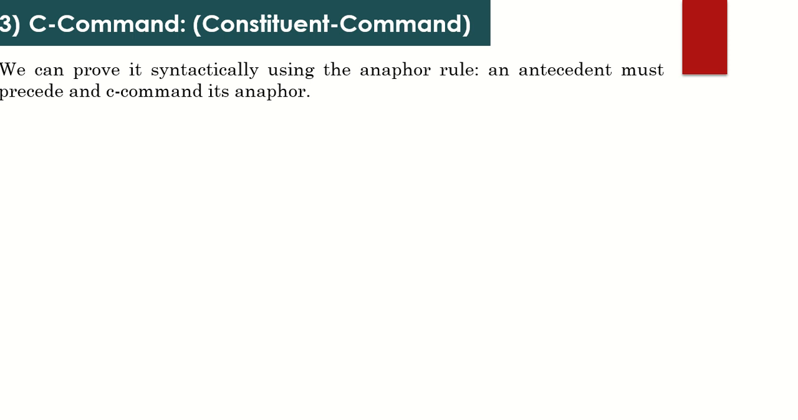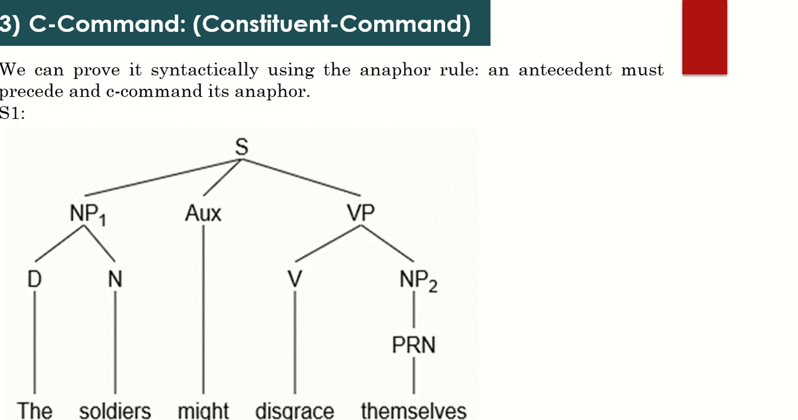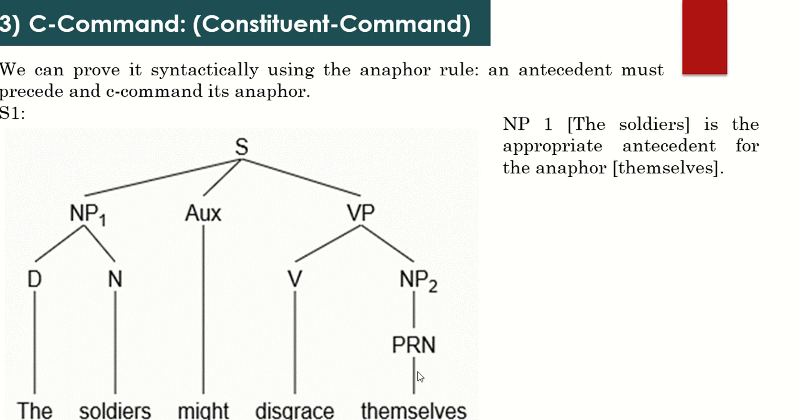We can prove it syntactically using the anaphor rule. What is the anaphor rule? An antecedent must precede and c-command its anaphor. Let's see the tree of S1: The soldiers might disgrace themselves. So, for the soldiers to be an appropriate antecedent, it has to precede and c-command themselves.